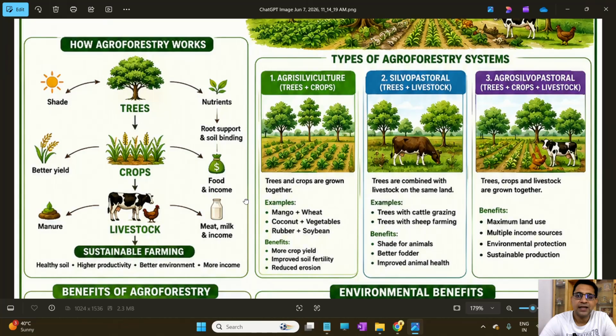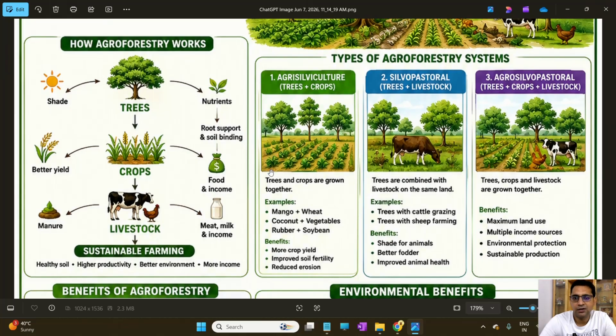So there are various types of agroforestry: agri-silviculture agroforestry, silvi-pastoral agroforestry, and agro-silvo-pastoral agroforestry. When we say agri-silviculture, here we are only talking about trees and crops. Trees and crops are grown together like mango with wheat, coconut with vegetables, rubber with soybean. So it provides more crop yield, improves soil fertility and also reduces erosion.